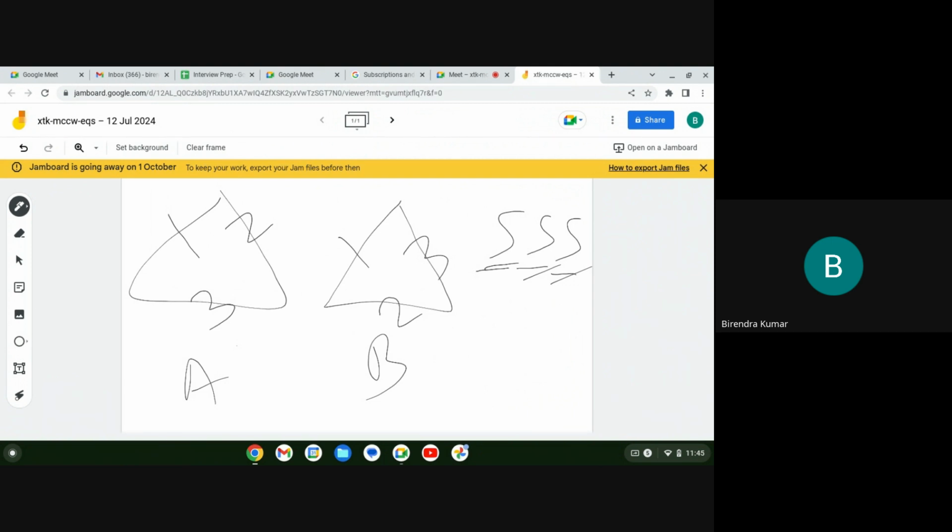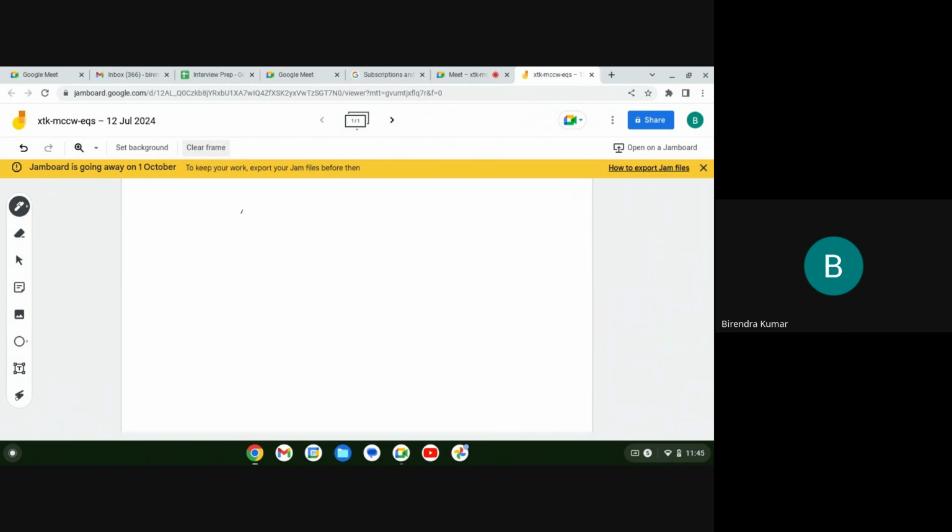What it means is, if there are two triangles and they have sides matching, they are congruent. How you will interpret that is, if they are congruent, one angle will match with this one, another angle will match with this one, and the third angle will also match with this one. Because if they are congruent, they are exactly the same, so their angles have to match.